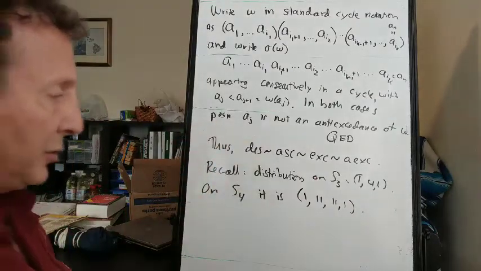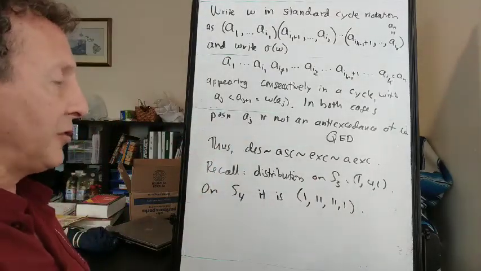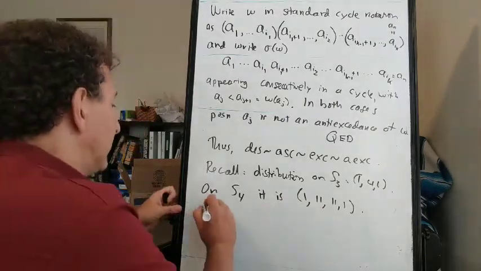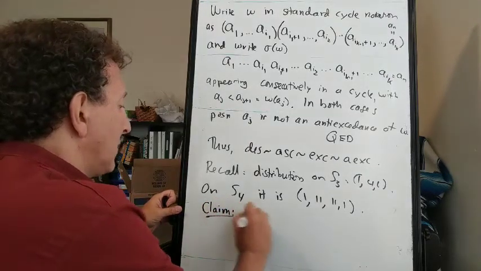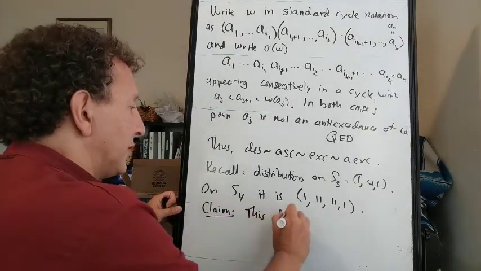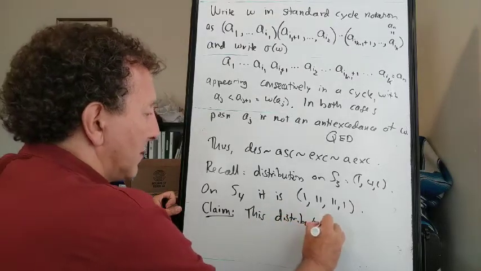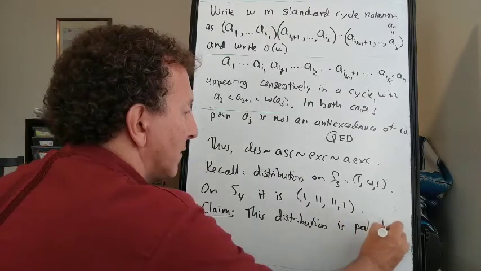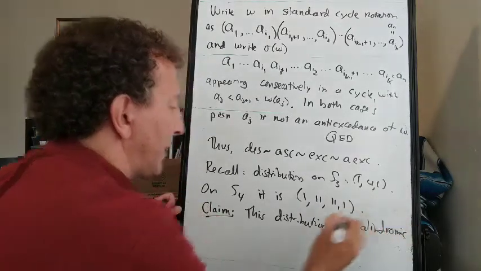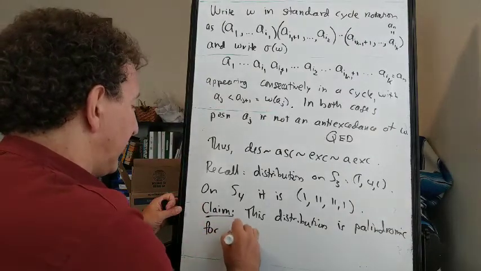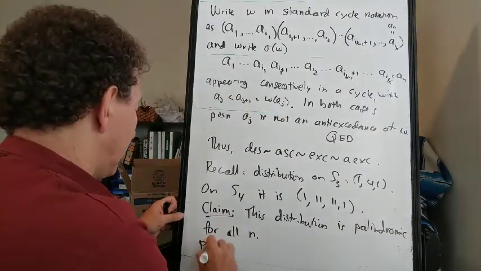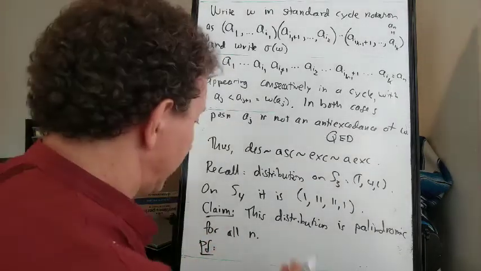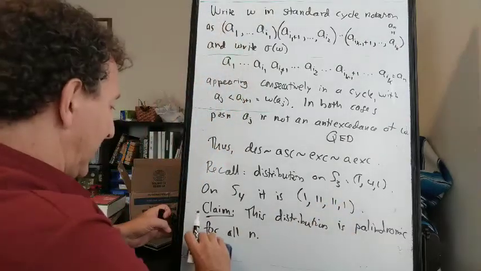So after looking at these two, you might ask, is this distribution going to be palindromic for all n? That is, is it going to be the same backwards and forwards? In fact, it is. So this distribution is palindromic for all n. And the proof, maybe I'll write it above, might be slightly longer than one line, although not much longer.